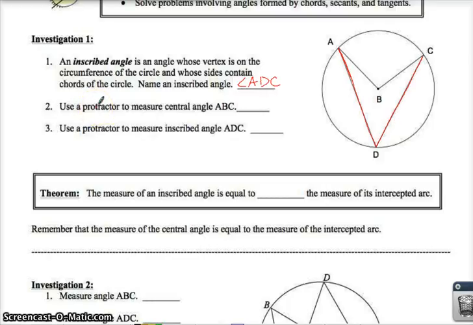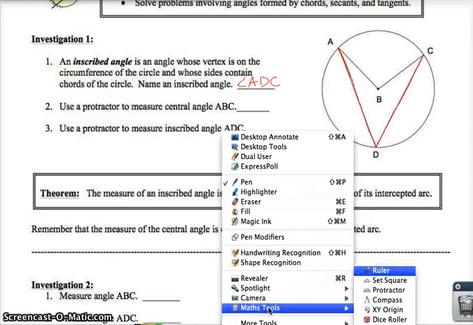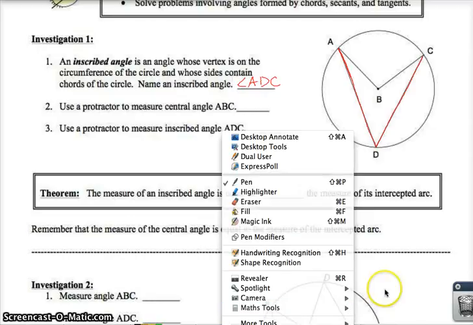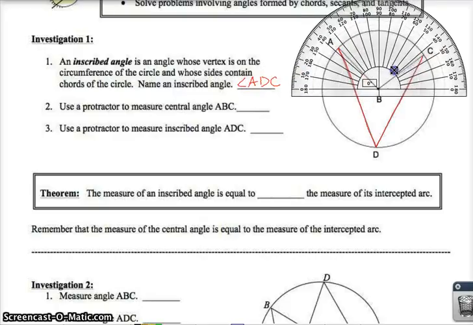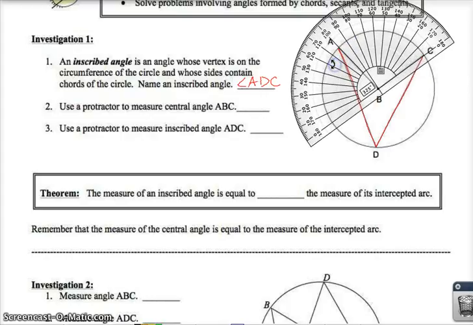Number two, we're going to use a protractor to measure the central angle. So go ahead and pause if you want to do that, or you can get a protractor. I'm sure you have one at home, right? Those are going to line up very well. And then we're going to move that over. So I'm trying to figure out the measure of angle ABC, the central angle. So remember, ABC is the central angle. So here we have it.